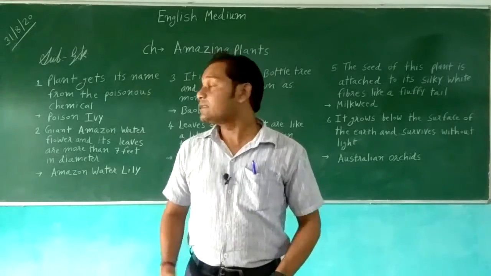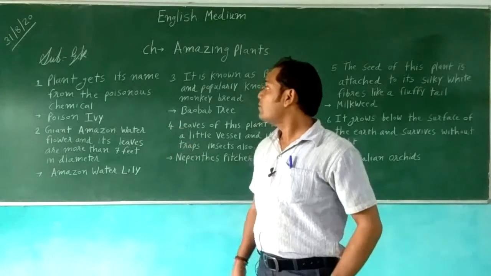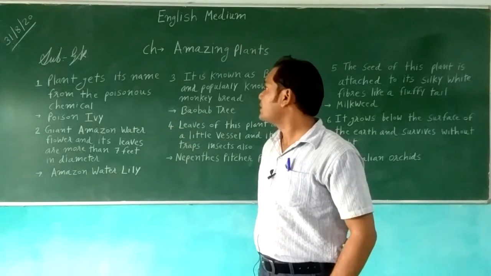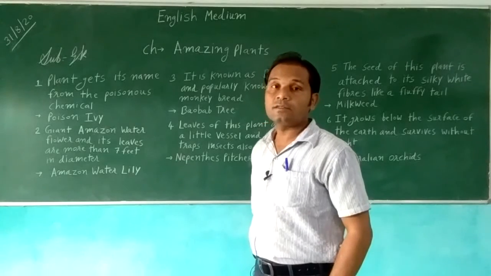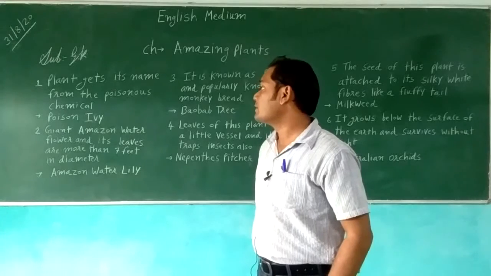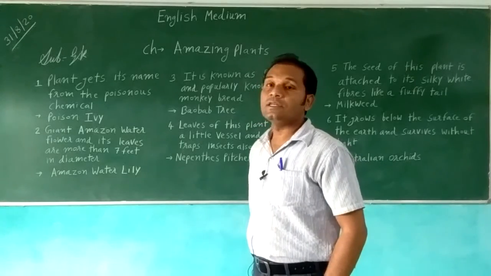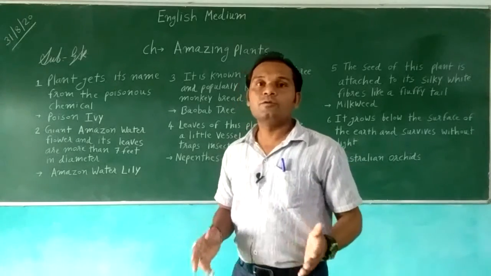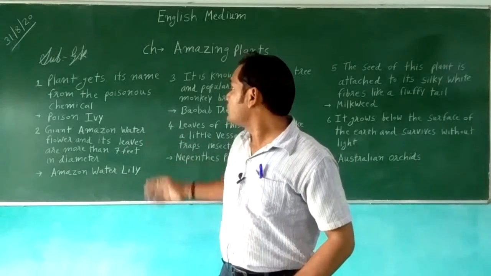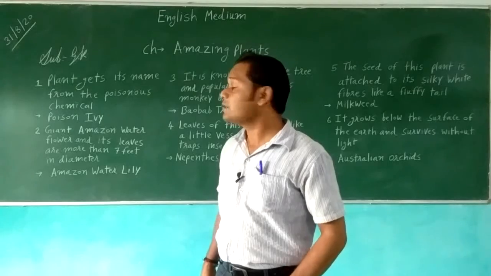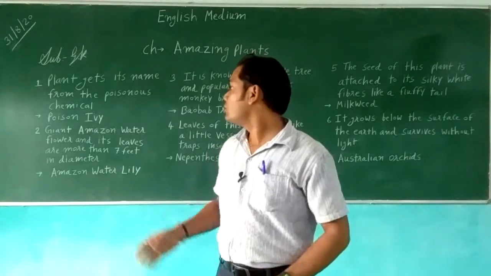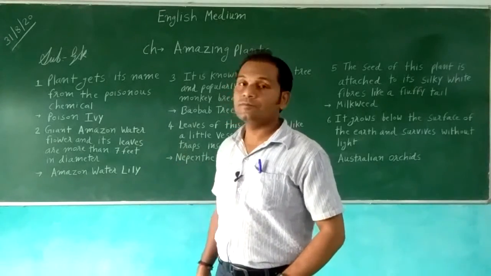So we'll see that one plant gets its name from a poisonous chemical. A plant spreads a poisonous chemical, and it is called poison ivy. The plant gets its name from the poisonous chemical. So, it is poison ivy.